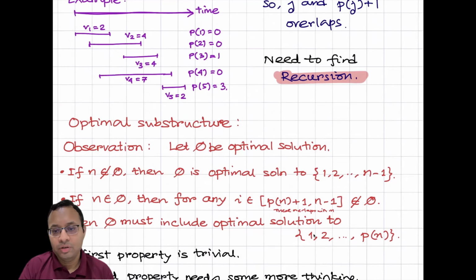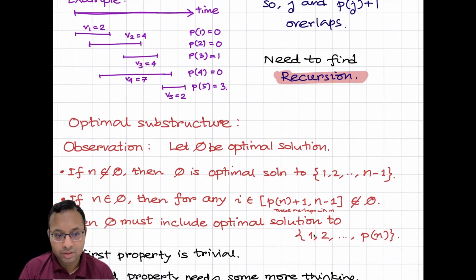So you can just focus on the optimal solution to 1 to n minus 1. This is kind of trivial, as you will find out. Second property: if n is part of O, then for any i from Pn plus 1 to n minus 1, all of them will overlap with this job. So they cannot be part of the optimal solution because n is already part of the optimal solution. So O must include an optimal solution from 1 to Pn.